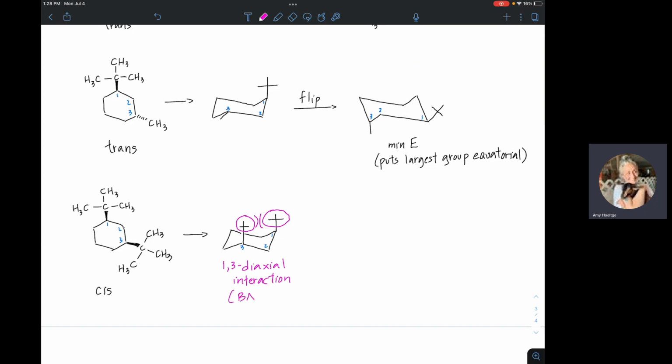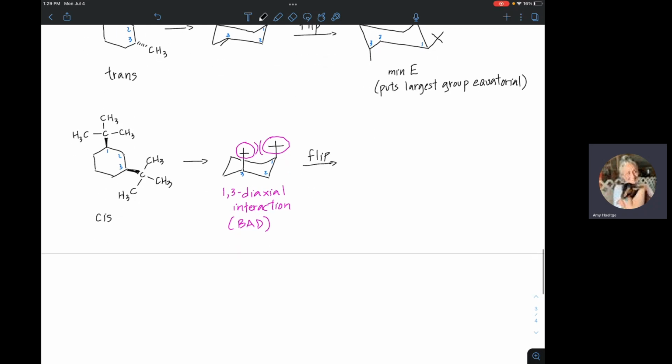And it's bad news. So there's a strain associated with bringing these two groups too close together, right? There's a Coulombic force of repulsion. What the molecule can do, since you can't rotate freely around one carbon-carbon single bond in a ring, is flip, so that whatever was axial will become equatorial. And you won't change the stereochemistry. You'll just change the three-dimensional space these groups occupy.